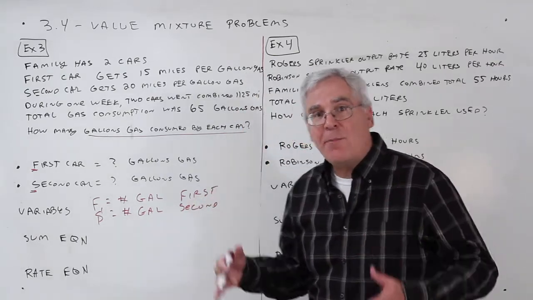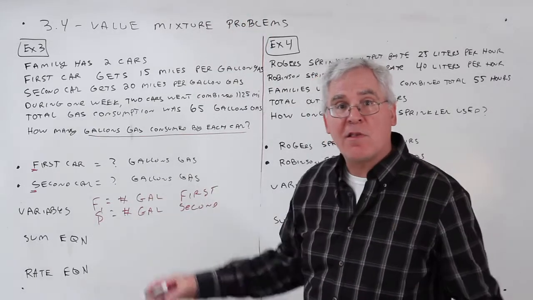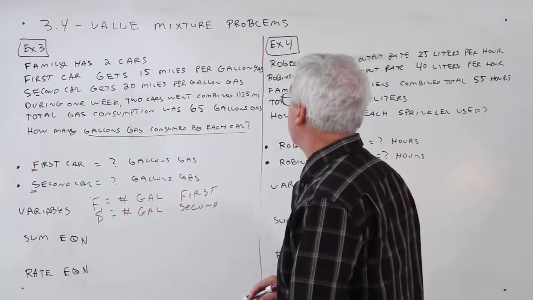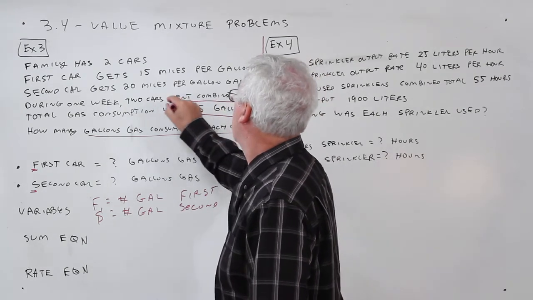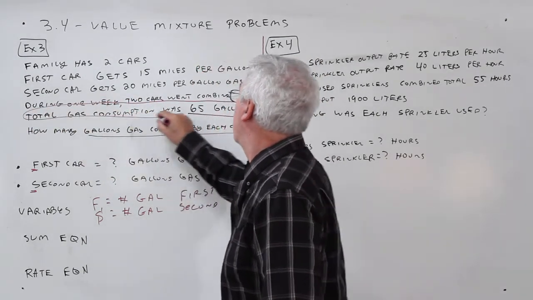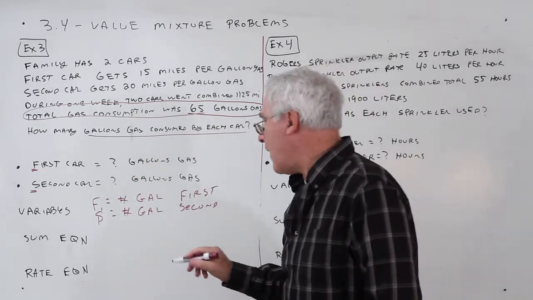Okay, then the sum equation is going to involve gallons. Let's look at all the words and see if we see a sum of gallons. Hey, right there. So I'm going to say F plus S equals 65.